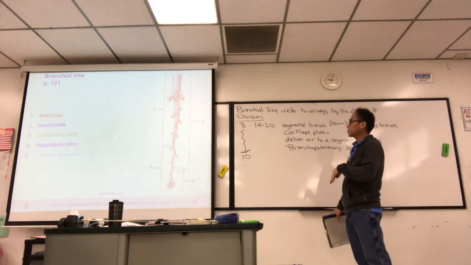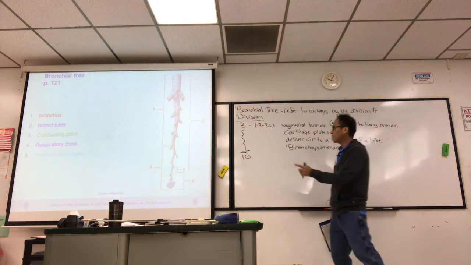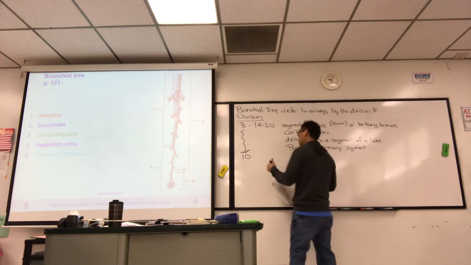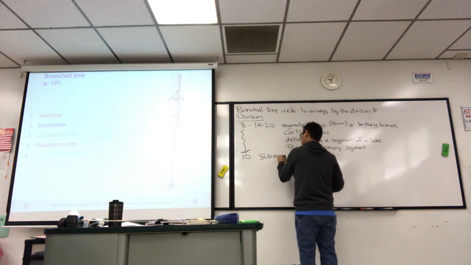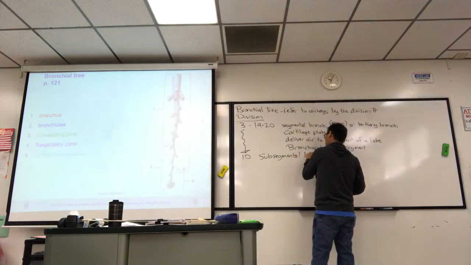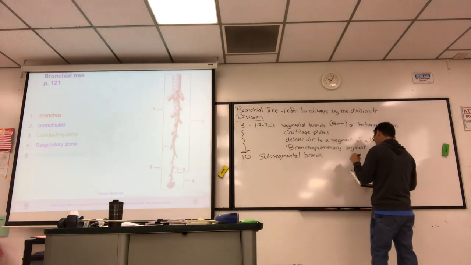So from 3 to 10, it's pretty much, call it subsegmental bronchi. And I'm not going to put how many. They're kind of too many to number now. Just call them subsegmental bronchi. You still have cartilage.